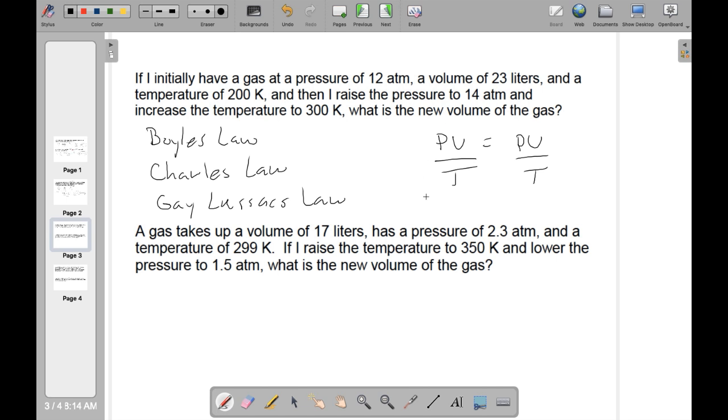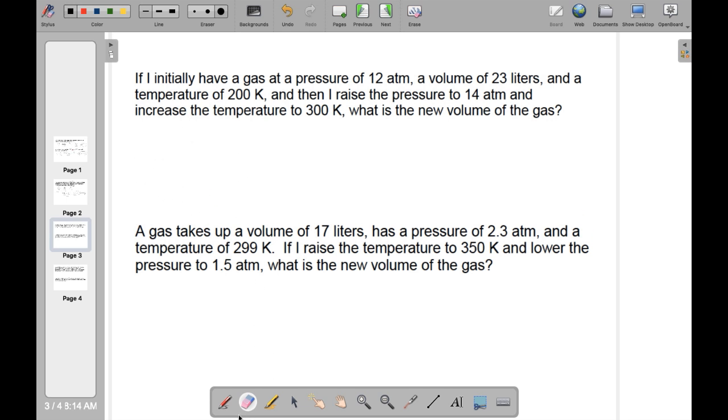In honesty, if you just remember this equation, even if you get a Charles' law or a Boyle's law problem, you can solve all those problems with this equation. So this is an important equation to remember. Let's go ahead and do a few example problems of the combined gas law.